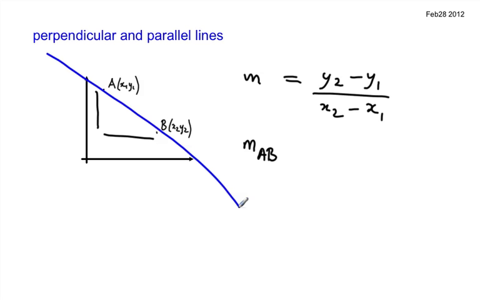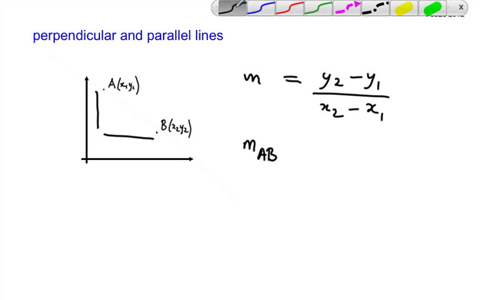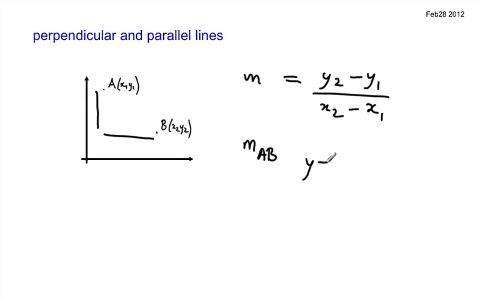What formula do you use to go with that? y minus y1 equals gradient times x minus x1. That is what we're going to use to work out the equation of that line.